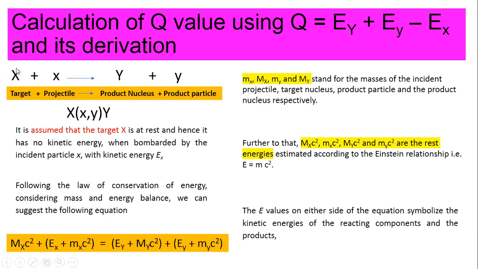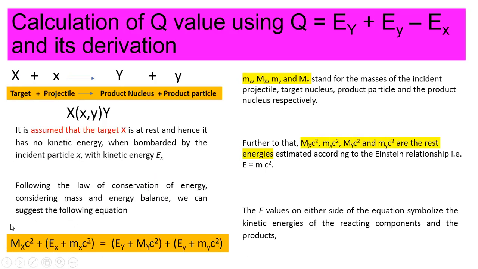So the only thing is that the target does not have kinetic energy because it is at rest, or you can say because the target is a stable nuclide. So we want to make it a non-stable or radioactive nuclide, and this is one of the ways of artificial disintegration. So this is all about what I have explained above, by using the law of conservation of energy. So considering the mass and energy balance, we can write this equation.